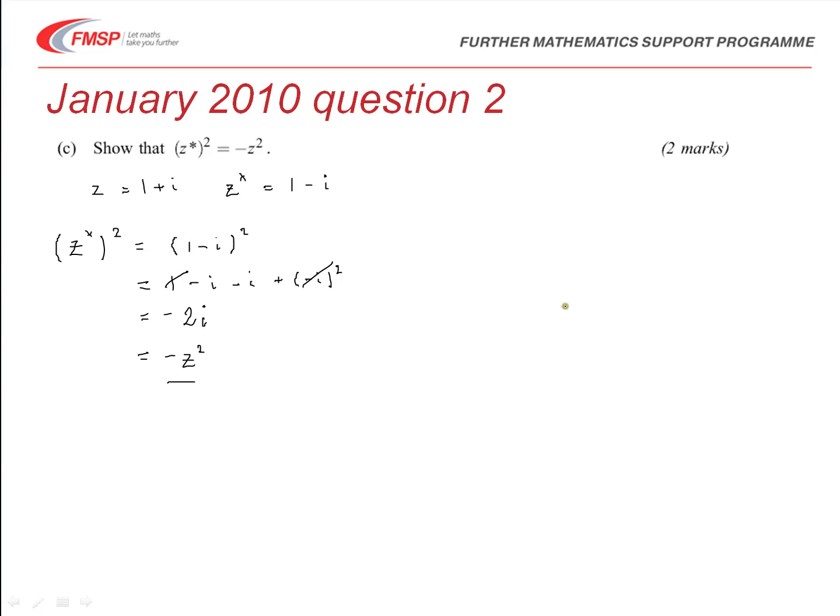So 2 marks for this part again. Realising that we've got to use the conjugate would give us an appropriate method mark for understanding how we get through to the answer for this problem, and then obtaining the minus 2i would be a clear accuracy mark for then realising that that is the same as minus z squared.